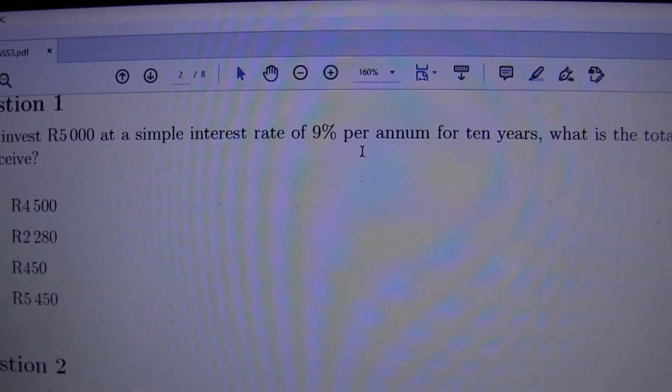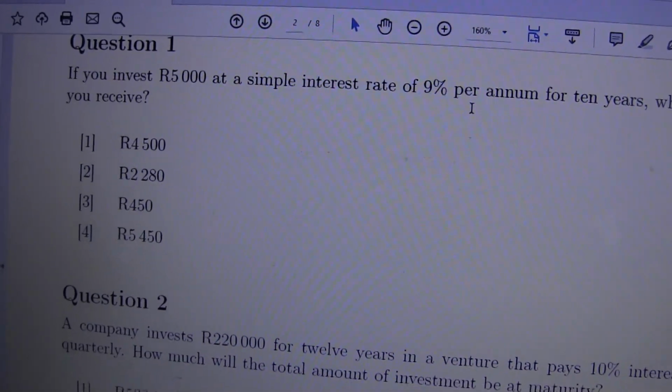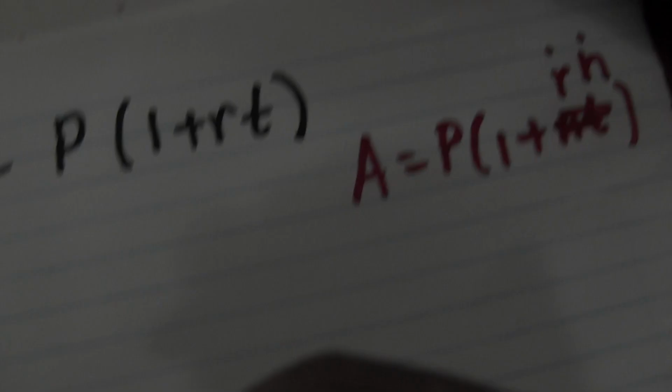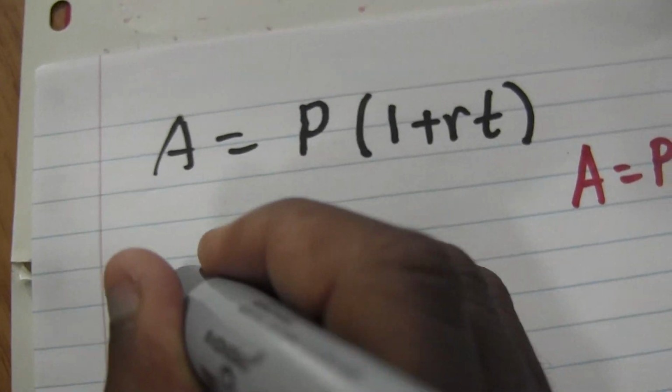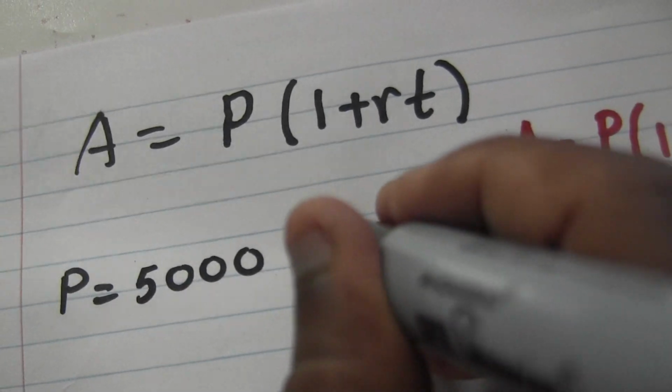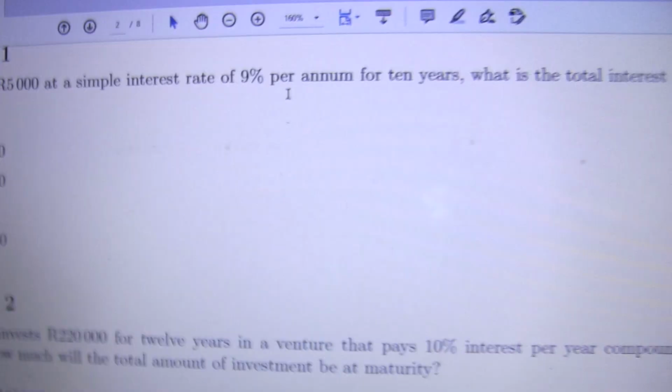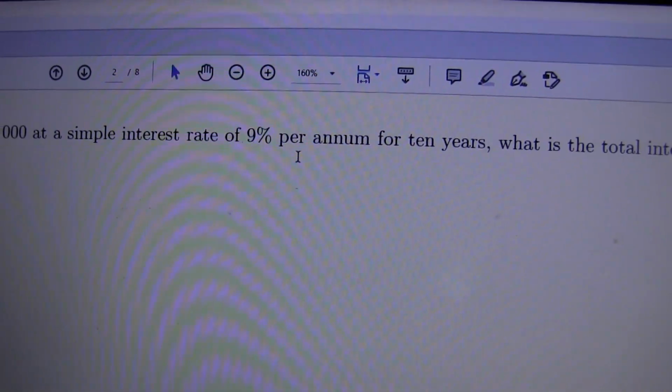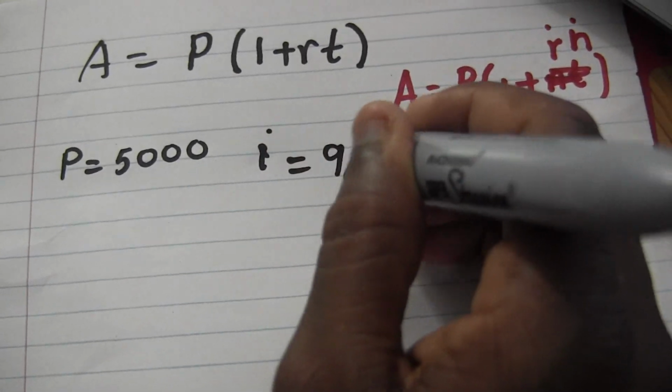So now, look at the question. What did they give you? They give you the amount that is invested, which is 500. So I'm going to write it here. Okay, so my principal amount invested is 5,000. And the interest rate given in the question is 9%. So here I'm going to write my interest rate is 9%.